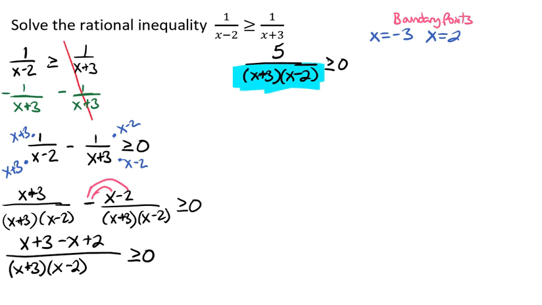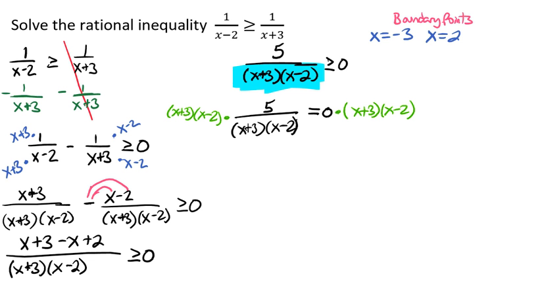From here, we want to take what we have, our 5 over x plus 3 times x minus 2, and we're going to set that equal to 0. And we want to solve this equation to find any additional boundary points. So we're going to multiply both sides by x plus 3 times x minus 2, and these are going to cancel out. And then 0 times anything here is going to give us a 0. So we're going to have 5 equals 0, which is a contradiction. Like, you can't have that. Right? That's impossible. So what that means is that there are no solutions related to this equation.